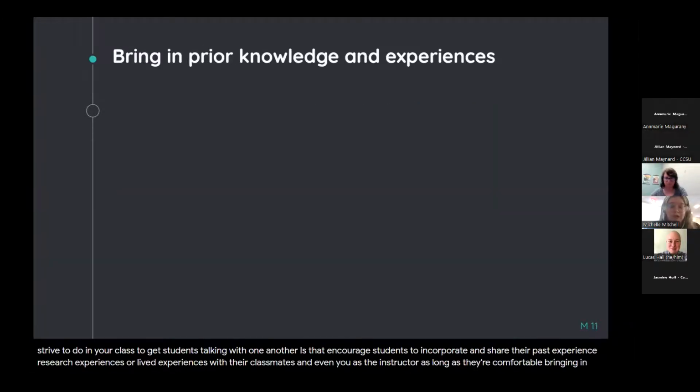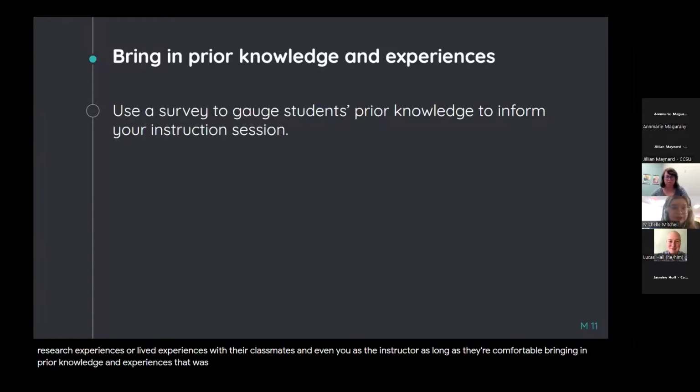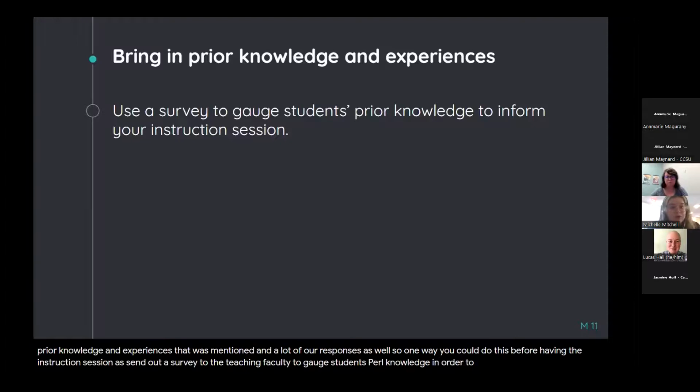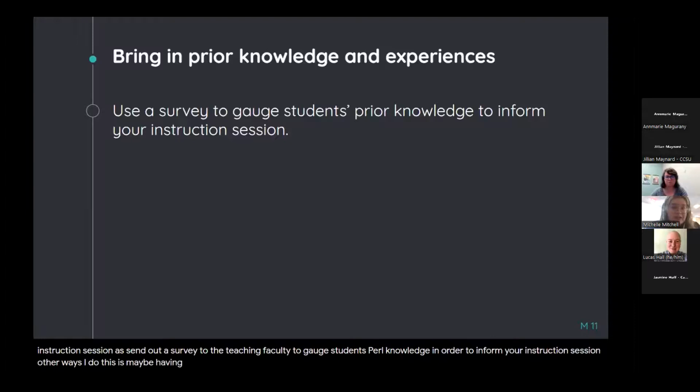Bringing in prior knowledge and experiences was mentioned in a lot of our responses as well. One way you could do this before the instruction session is to send out a survey to the teaching faculty to gauge students' prior knowledge in order to inform your instruction session. Another way I do this is by having a Mentimeter question up front, just to see one or two key skills students already know or remember, and then that can inform how to move forward.